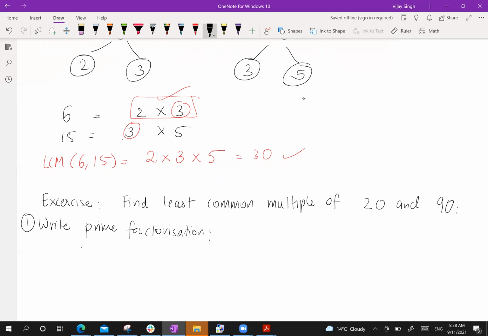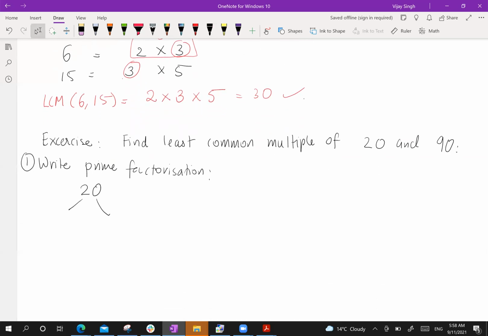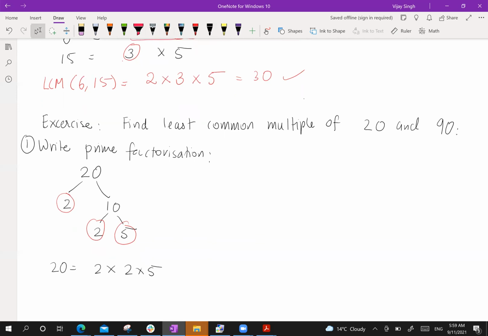So how do you do that? You basically go first 20 and then you split it like this, right? So again, as I said, there could be many ways of doing it. One way is to think about 20 as 2 times 10. So 2 is prime, so I'll stop that leaf there. But what about 10 here? 10 is the same as 2 times 5. So in this case, I get 20 is 2 times 2 times 5, right? You can verify too, right? 2 times 2 is 4, 4 times 5 is 20.